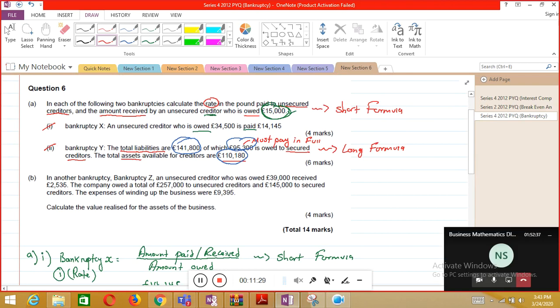Now in another bankruptcy Z. Be careful, this is Z, nothing to do with your part A, because those two are X and Y. An unsecured creditor who was owed 39,000 received 2,535. Again, look at this, owed and received. The company owed a total of 257,000 to unsecured creditors and 145,000 to secured creditors. The expenses of winding up the business were 9,395. So now you've got expenses. Calculate the value realized for the assets.